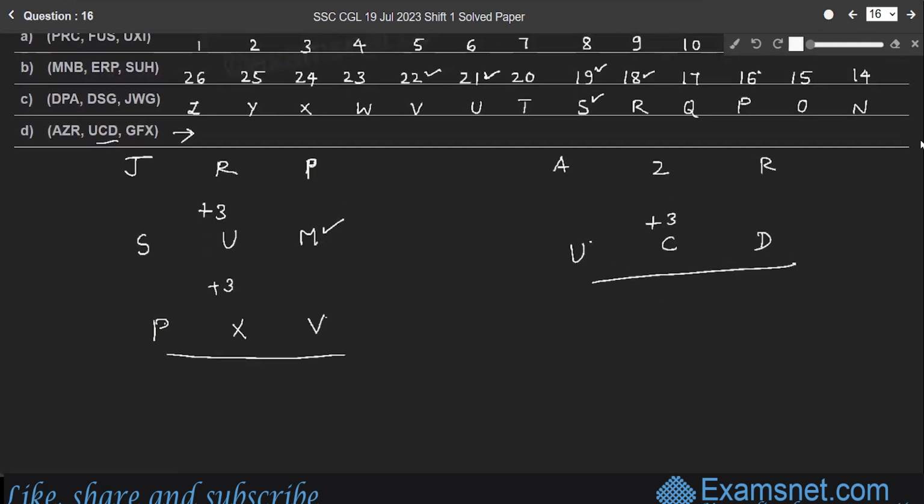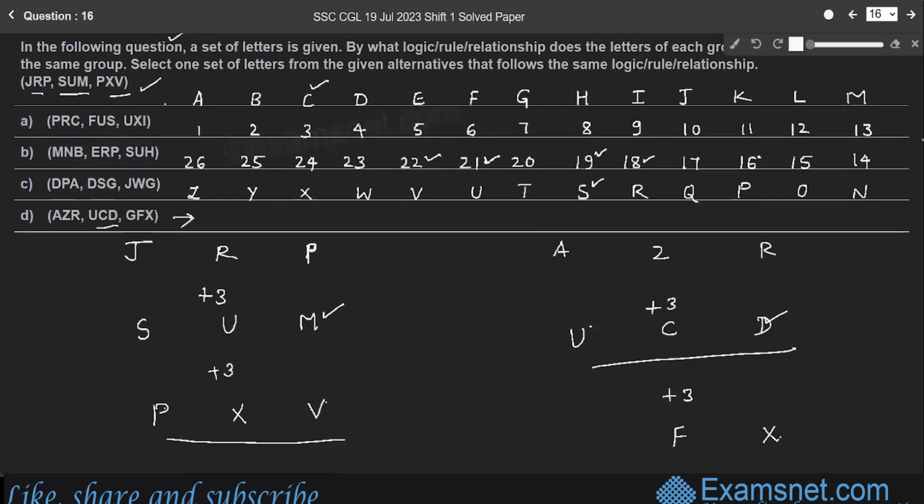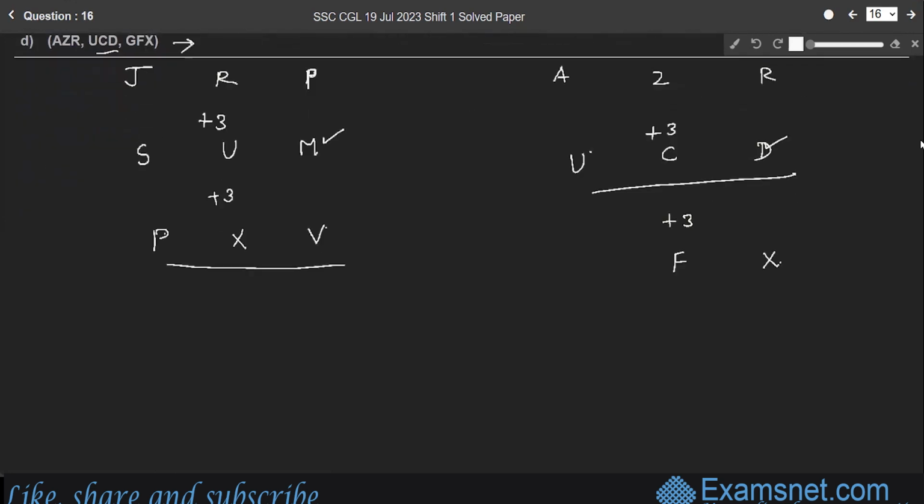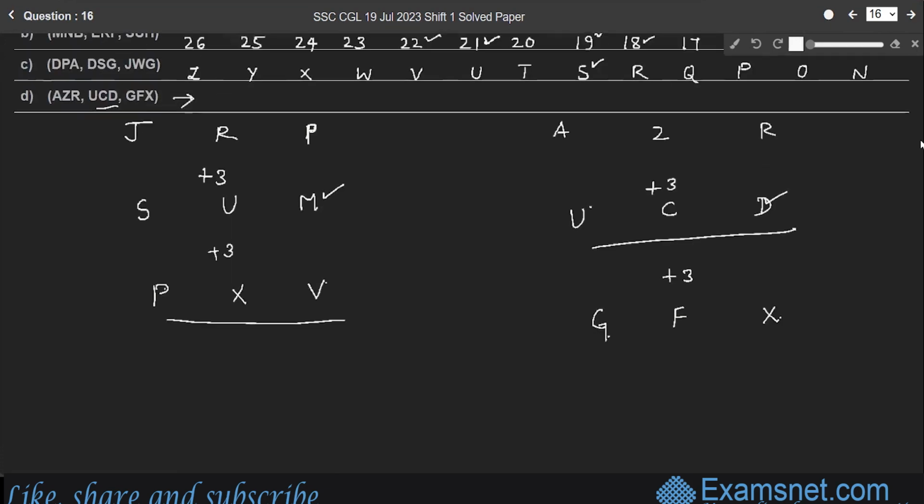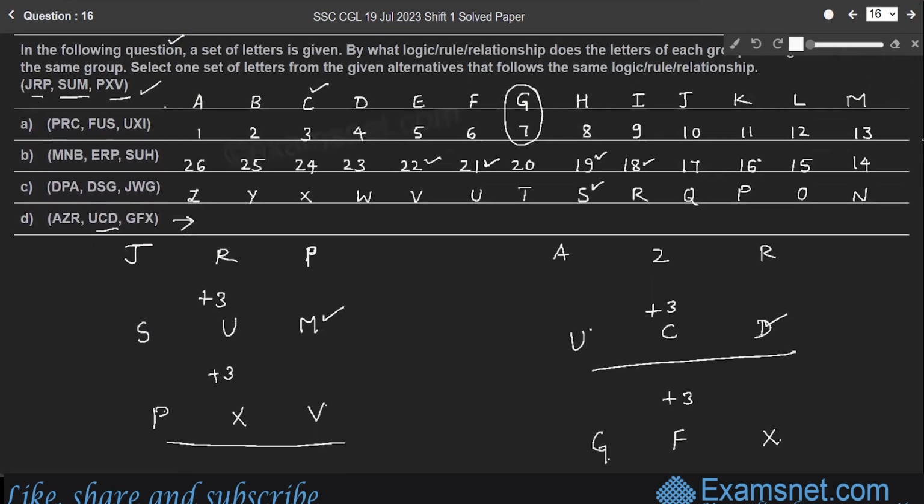So in the same way, consider the next cluster. U is 21 plus 3, which is 24, in the reverse manner. C is 3 plus 3 is 6, which is F. And D is 4. 4 plus 3 is 7. 7 is the positional value of G. So D plus 3 is G. Therefore, UCD is related to GFX. Therefore, option D follows the same logic of the given set. So option D is the right answer.